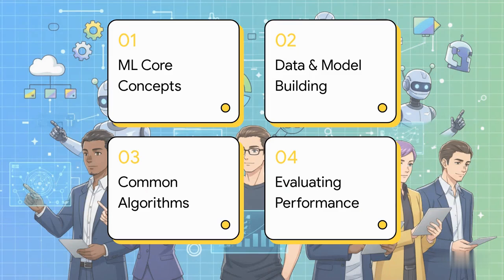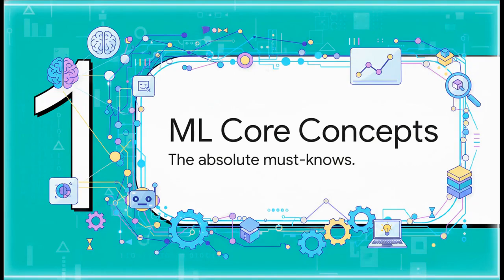First, the core concepts you just have to know. Then we'll get into data and model building, touch on some popular algorithms, and finally, we'll talk about how to know if your model is actually any good. All right, let's kick things off with Section 1, ML Core Concepts. Getting these right is absolutely crucial.